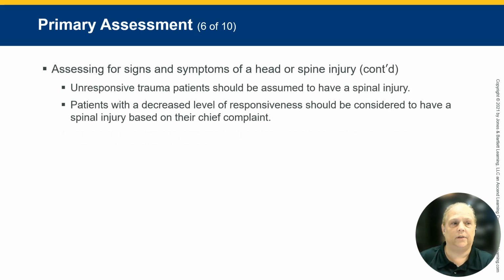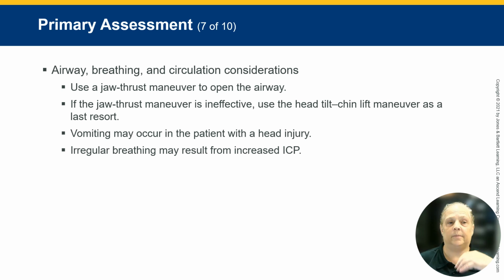You're going to look for your signs and symptoms of head and spine injury. If my patient is unresponsive, I'm assuming that they have a spinal injury because they cannot tell me otherwise. You're going to use that jaw thrust maneuver to open your airway. If you can't, last resort is that head tilt chin lift maneuver. Reason being is we don't want to be manipulating that spine any more than we need to. Be ready to suction our patient, because if they do have a head injury, they may start vomiting.